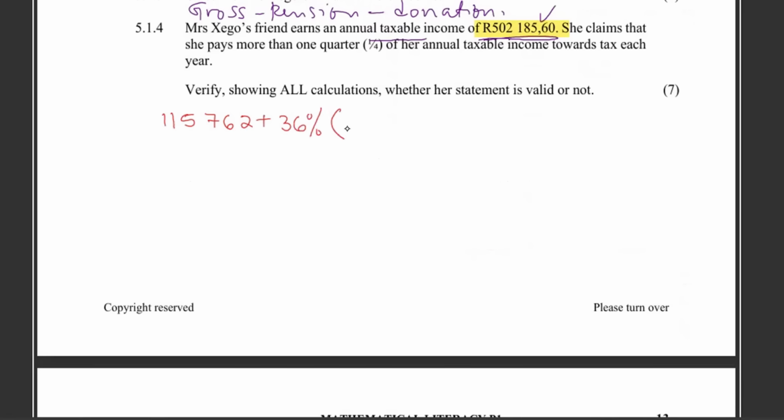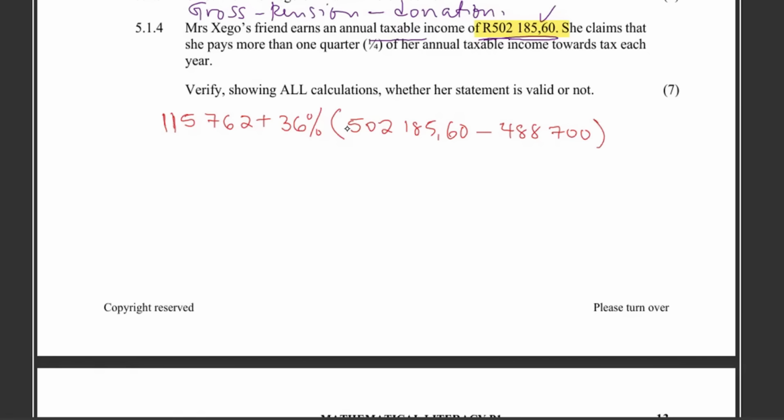So the formula there, the one I've put in the bracket, says that you shall start with 115,762 plus 36% of what? Of the money that she earns that has gone beyond 488,700. That's the number one part.